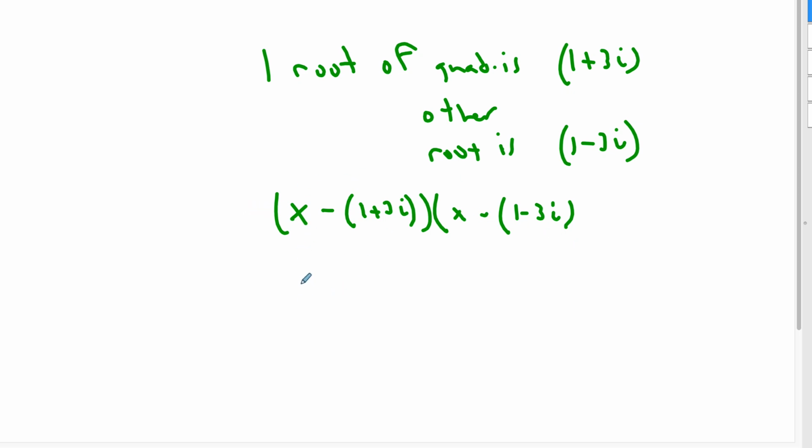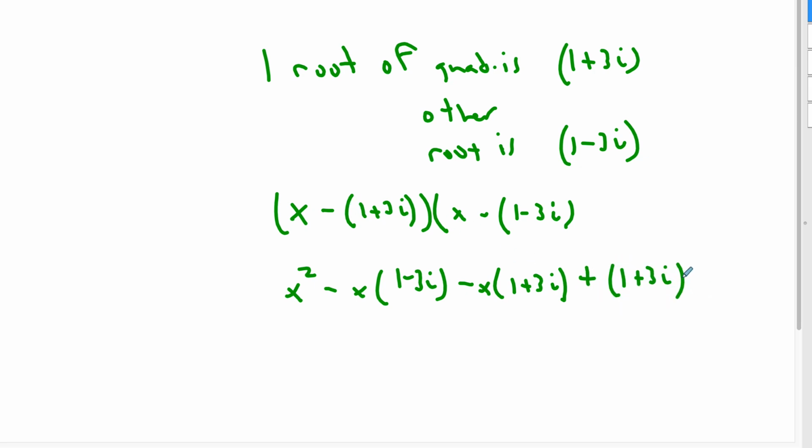You guessed it, you could distribute this. So you get x times x, which is x squared, and then you're going to have x times a negative this, so negative x times 1 minus 3i, and then we're going to have minus x times 1 plus 3i, and then we're going to have minus a negative, or plus 1 plus 3i times 1 minus 3i. There is a reason I'm doing this, and it's not just to scare you.